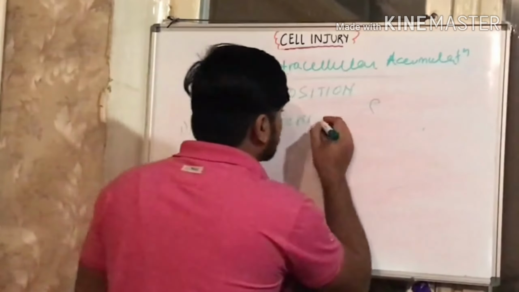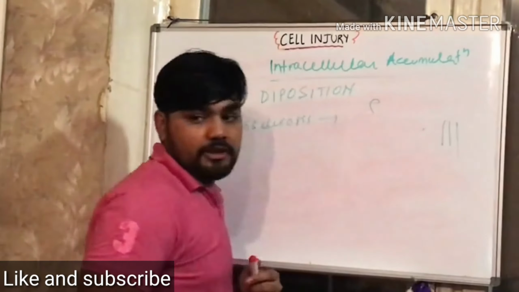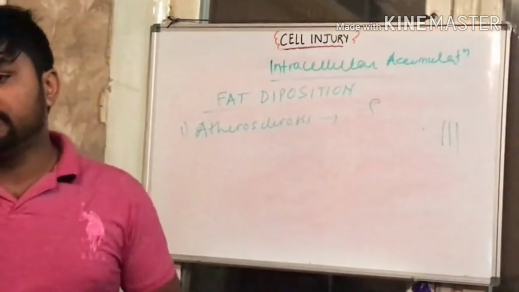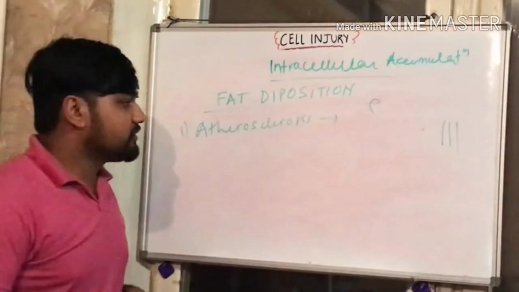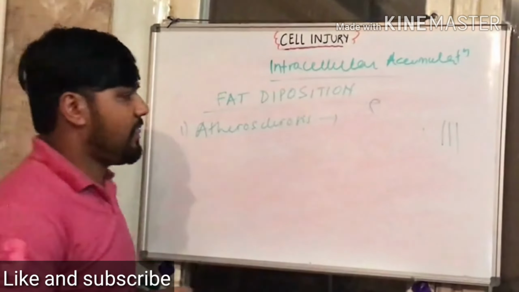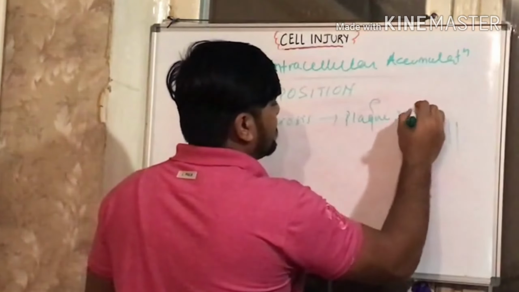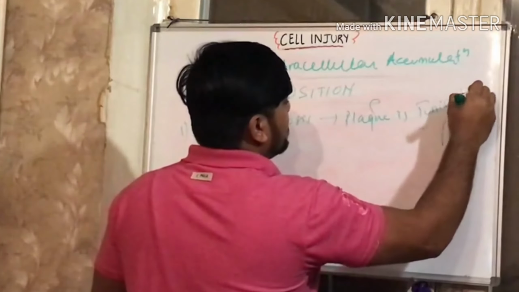Atherosclerosis occurs generally in blood vessels. In a blood vessel we have three layers: tunica intima, tunica adventitia, tunica media. In atherosclerosis, the atherosclerotic plaque is formed in tunica intima. So plaque is formed in tunica intima.